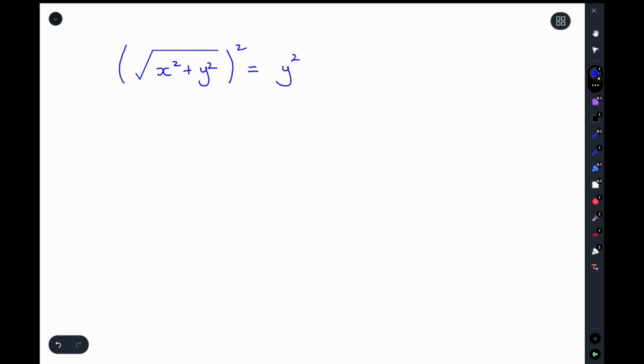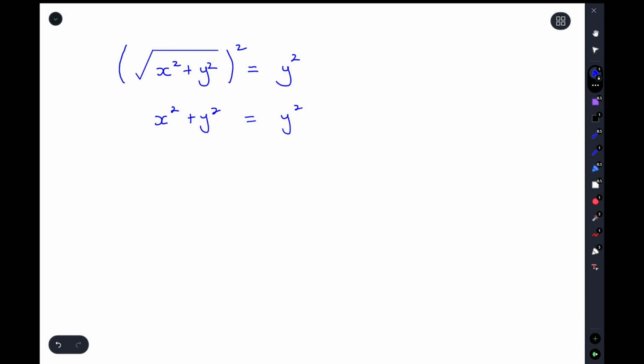When we do that, the square root and the square will effectively cancel. We will remain with the term within the square root. So we will effectively get x squared plus y squared. You can think about it like the square root and the square being cancelled. You could do that, and that's fine. Is equal to y squared.